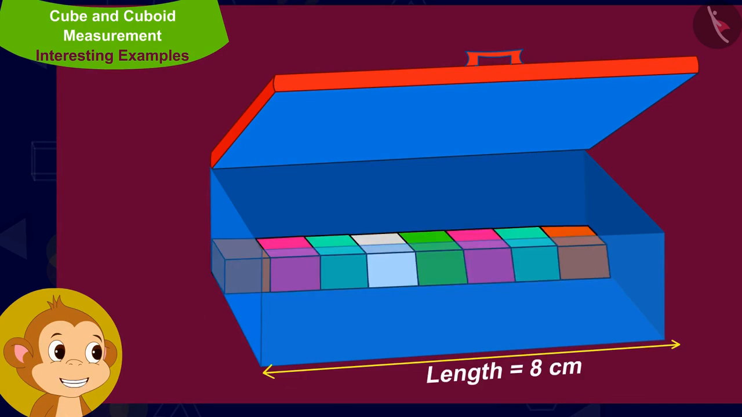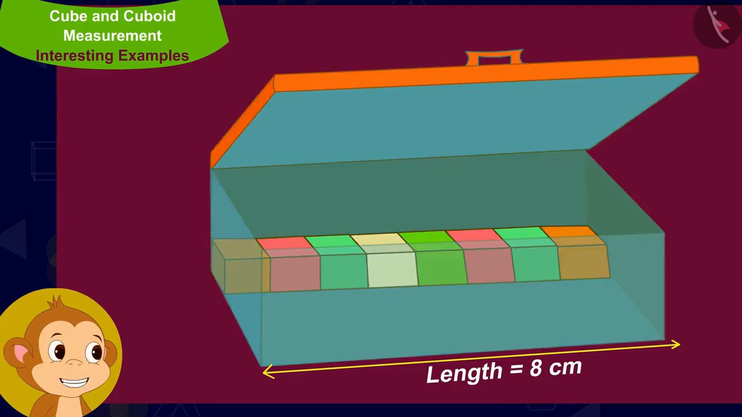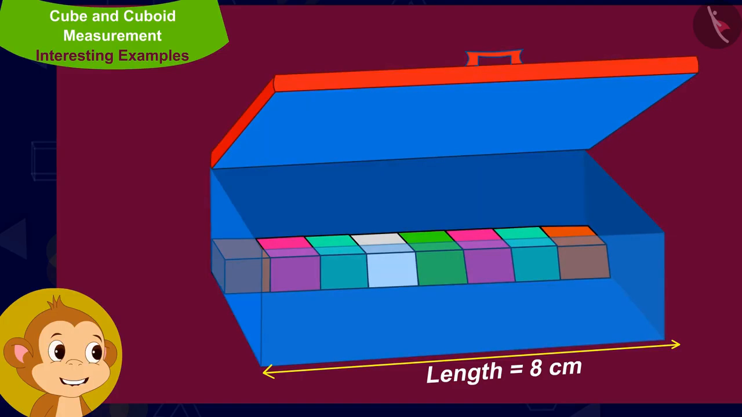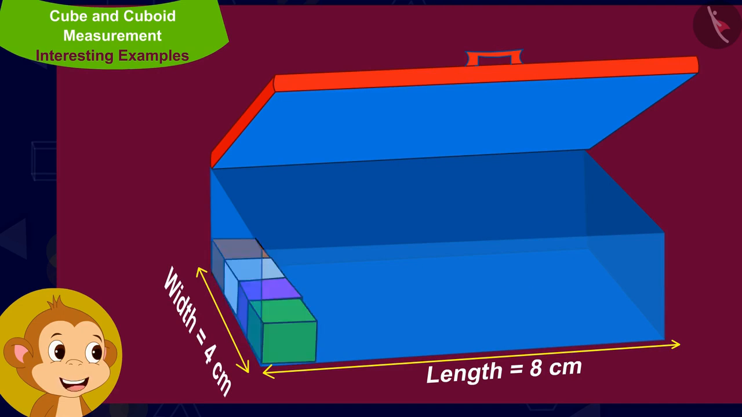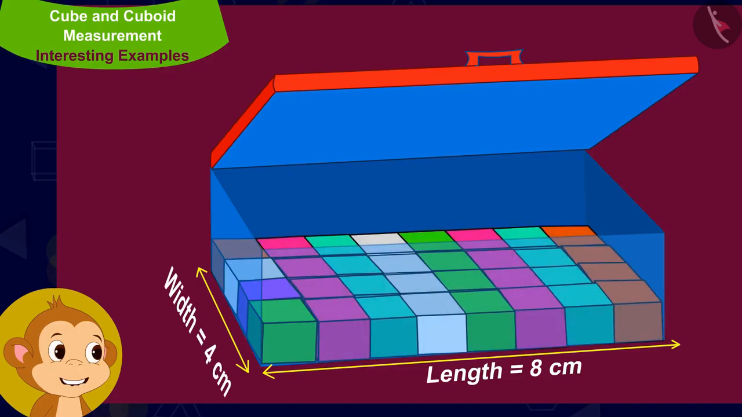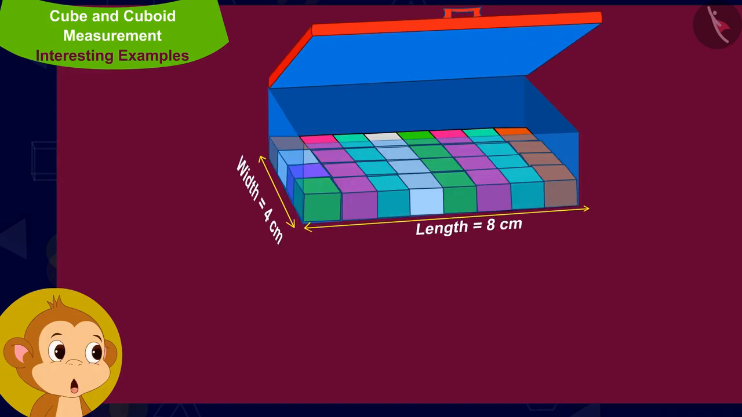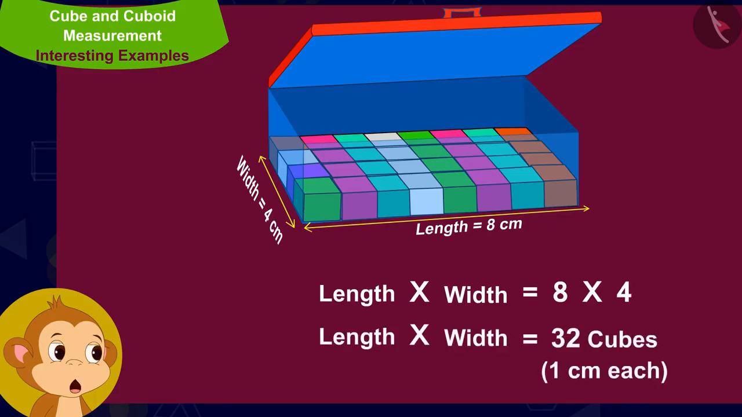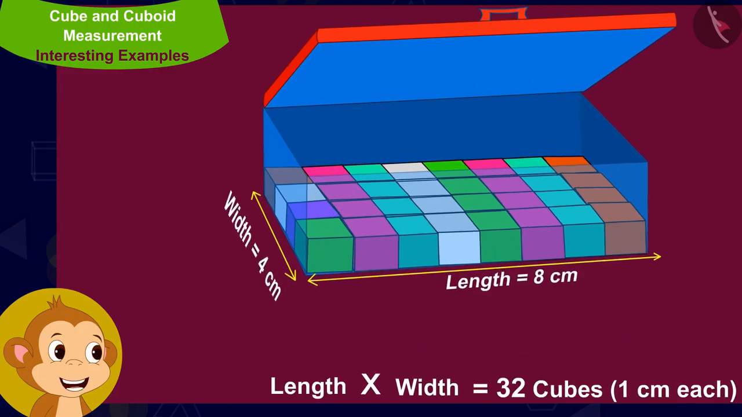The compass box is 8 centimeters long. This means the length of this compass box is equal to 8 cubes of dimension 1 centimeter each, and its width is 4 centimeters or equal to 4 cubes of dimension 1 centimeter each. One layer of a compass box will have the number of cubes in its length times the cubes in its width. That is 8 multiplied by 4, 32 cubes of dimension 1 centimeter each.